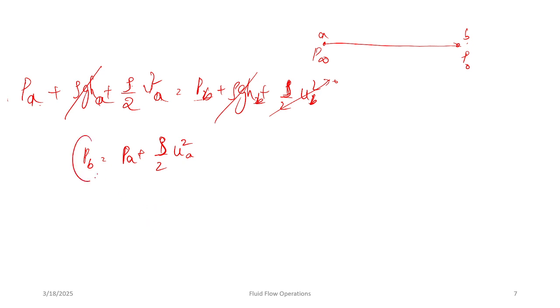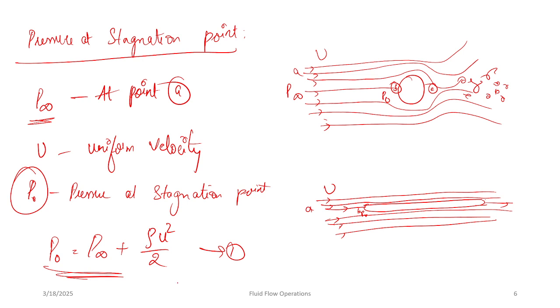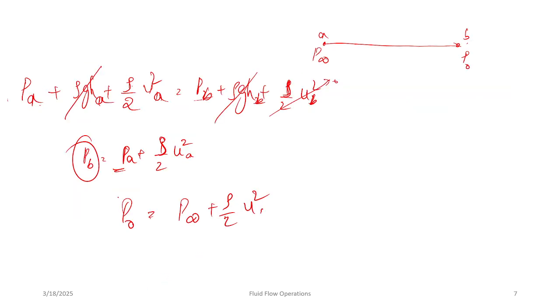Okay, so what is the pressure at Pb? So we were denoting it as P naught, right? And at Pa we were denoting it as P infinity. So this becomes P naught equals P infinity plus rho by 2 U square. So this is what we got in the first equation, right? So this is how you can calculate the pressure at the stagnation point using Bernoulli's equation.